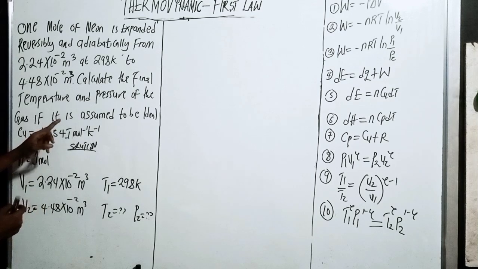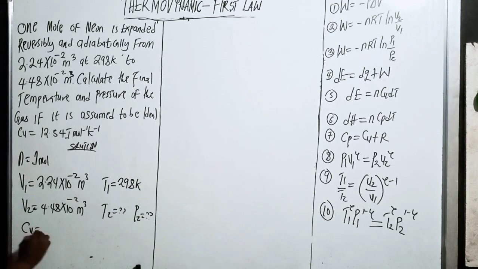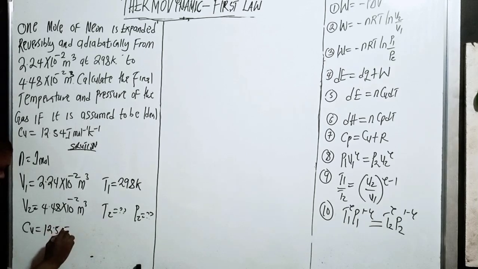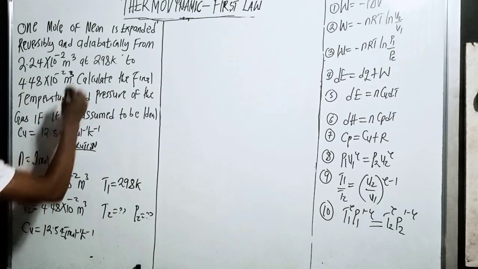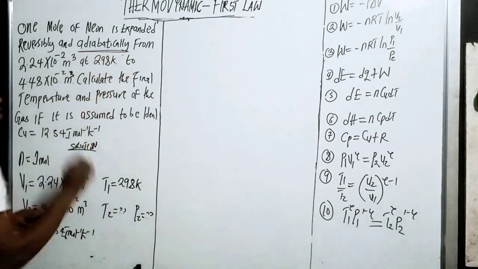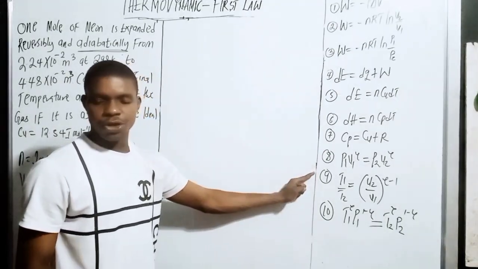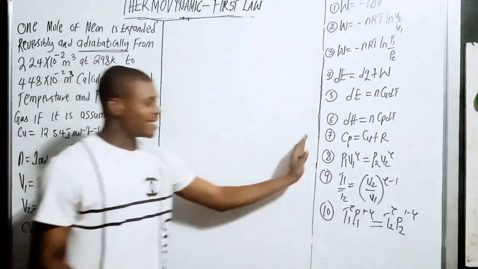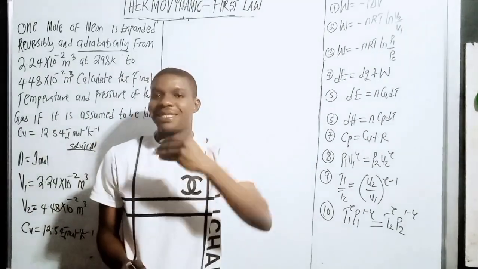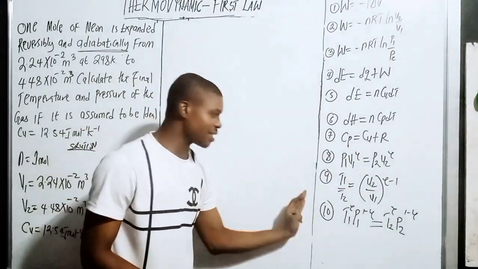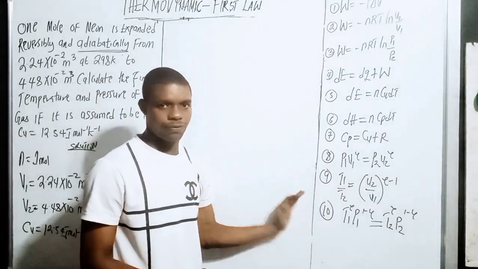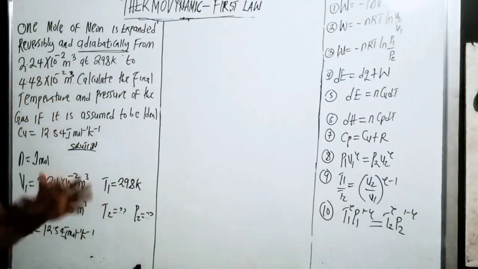Okay, so Cv is given to me to be 12.25 joules per mole per Kelvin. Now, if you look at the statement here, you see adiabatically. Now, these are our adiabatic formulas. When you talk about adiabatic formulas, immediately you see adiabatically, it means that these are the formulas you are going to make use of. You understand? So how do we start solving it here?